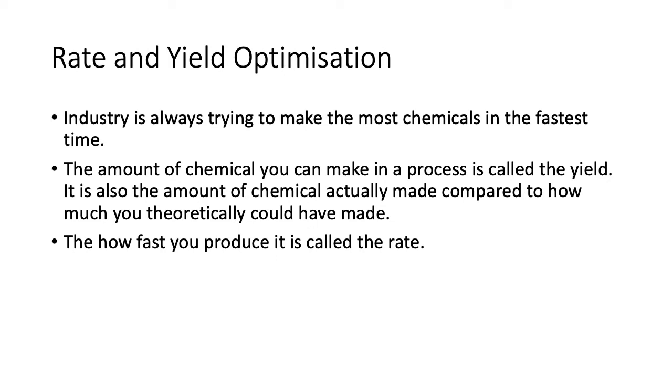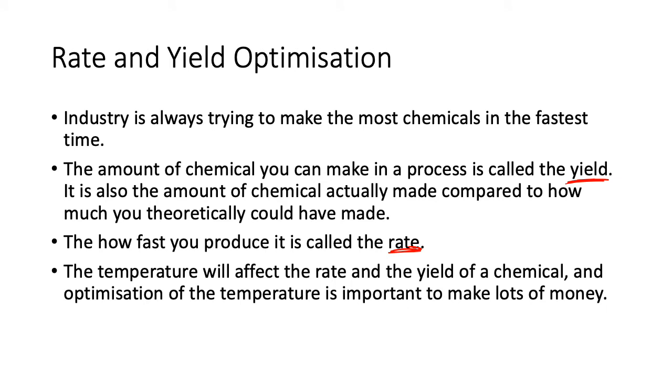And then how fast you produce is called the rate. So how fast you produce the stuff is called the rate. And it's super important to remember the difference between rate and yield, because sometimes they'll ask you to maximize rate, sometimes they'll ask you to maximize yield, and you have to be able to discuss both of them independently of each other. Otherwise, you're going to get stuff mixed up. The temperature will affect the rate and the yield of a chemical reaction.